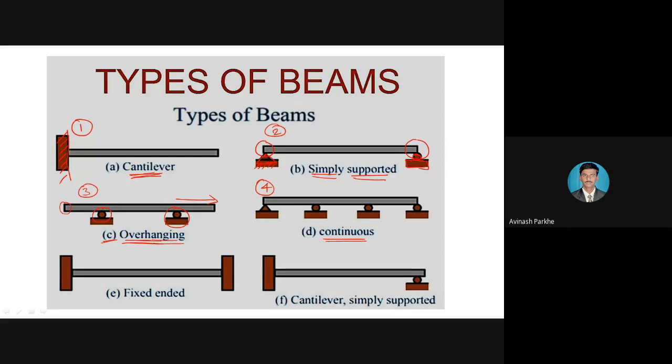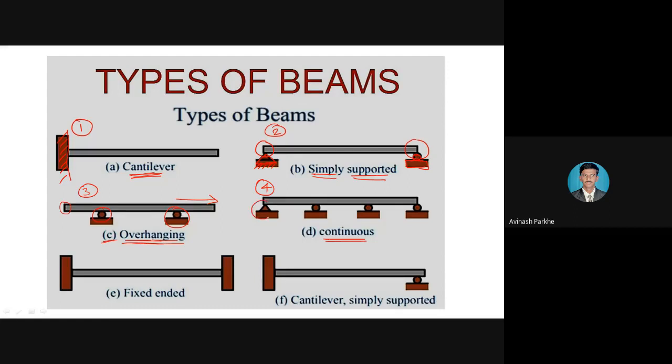The beam which is supported by a number of supports. Number of supports means, if it is supported by more than two supports, then that particular beam is called a continuous beam. Because in figure number 2 and figure number 3, in the case of a simply supported beam and an overhanging beam, only two supports are there. But in figure number 4, the beam is supported by more than two supports.